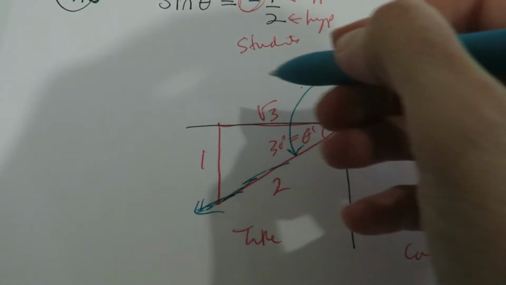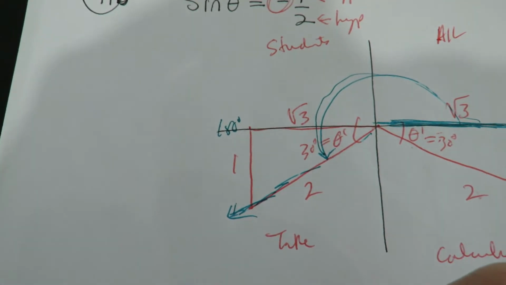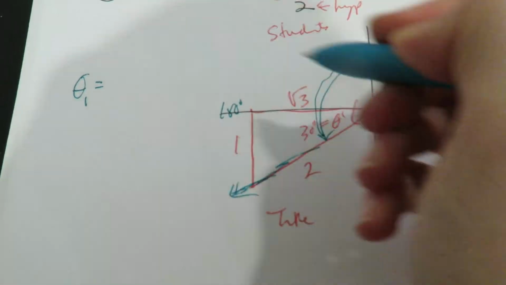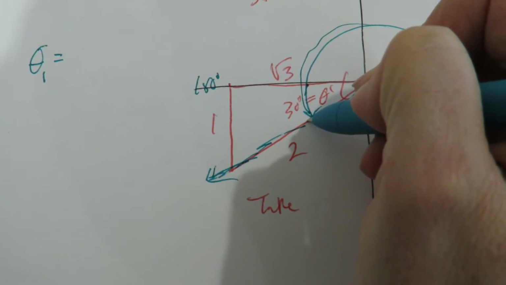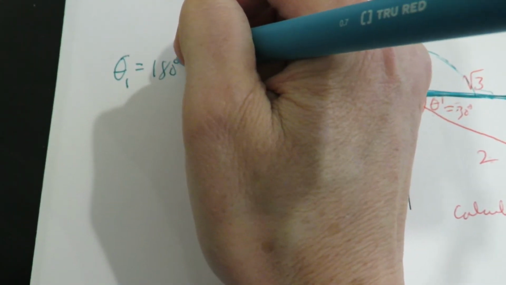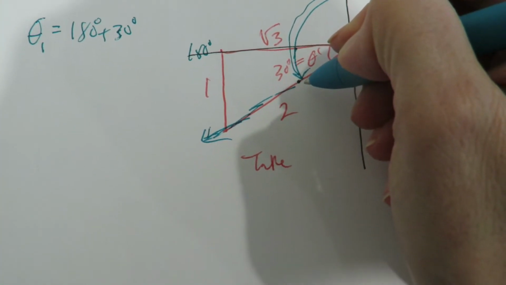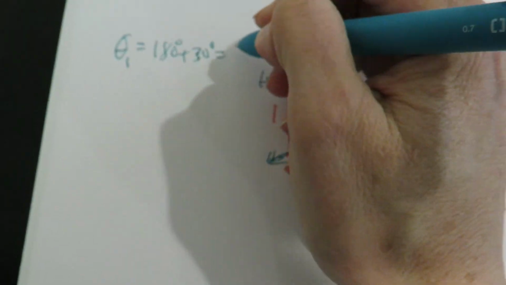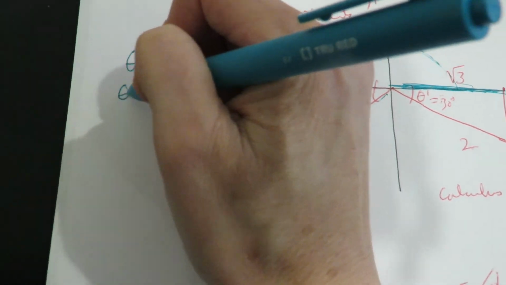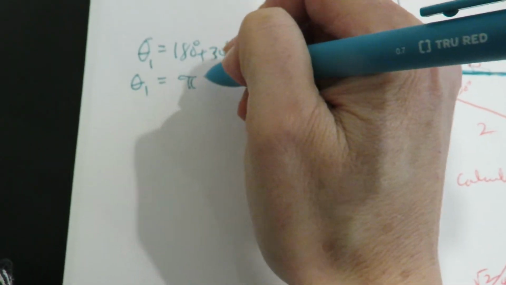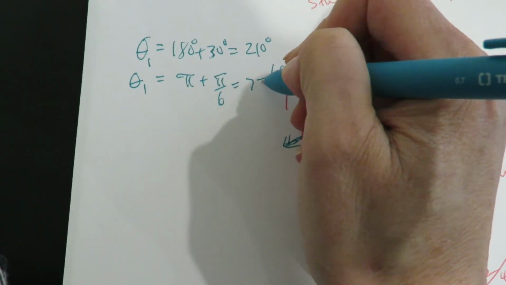So you have to figure out, well, okay, if from here to here is 180 degrees, I've gone 30 degrees past that. I've gone 30 degrees farther than 180. So I've gone 210 degrees. Again, if you're in radians, try to do both. 30 degrees as a radian is pi over 6. So therefore you've gone 7 pi over 6.